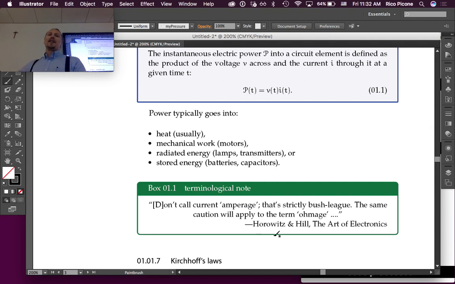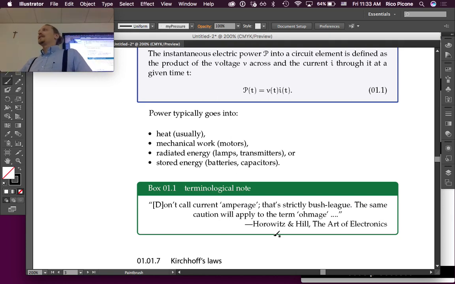Terminological note, in case you haven't read Art of Electronics at all, I recommend it. There are little gems like this in there. Don't call current amperage. That's strictly Bush League. If you've played baseball, you understand what that means. But if you haven't, apparently that's not a common term. I didn't realize that until I started using this in class. Bush League means maybe some people in the sticks would use that term, but it's generally just not the best term. If you want to feel cool about yourself, always make sure you say current and not amperage.